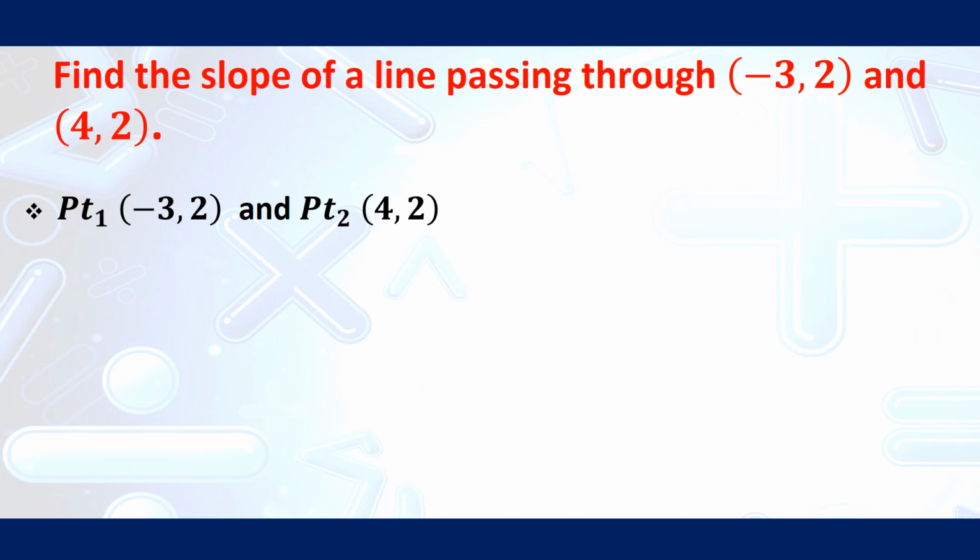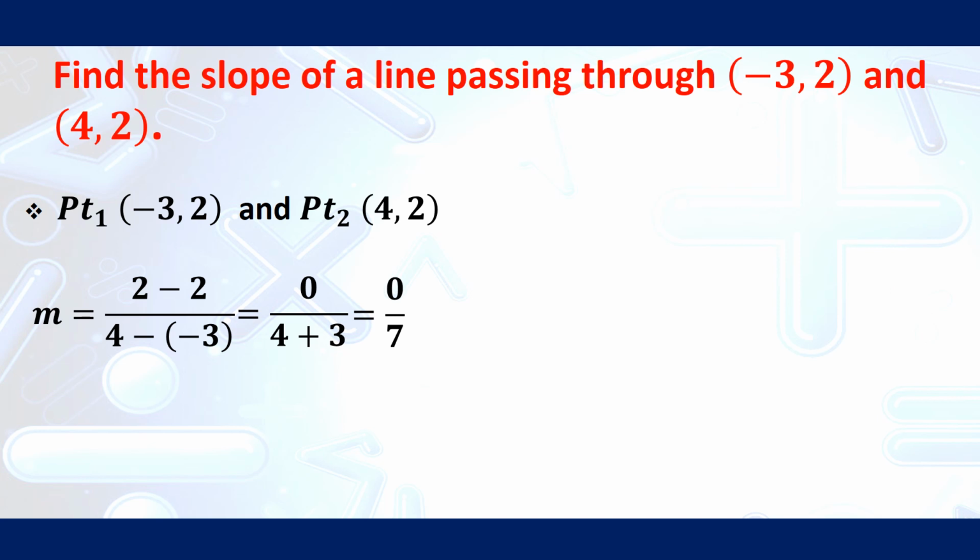Again, we will substitute in the slope formula. Thus, we arrive with 2 minus 2 all over 4 minus negative 3, which is equal to 0 all over 4 plus 3, and that is 0 over 7. 0 divided by 7 is always equal to 0.